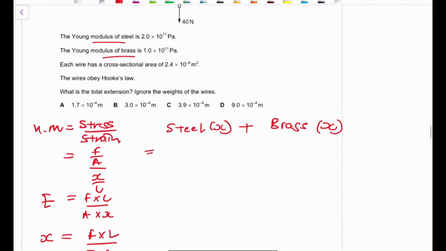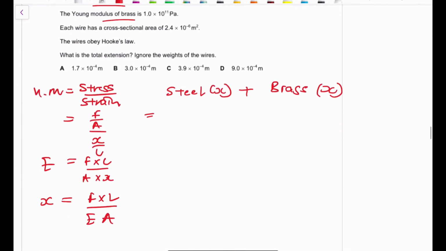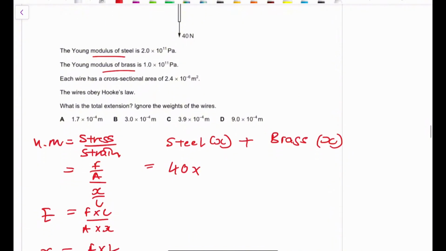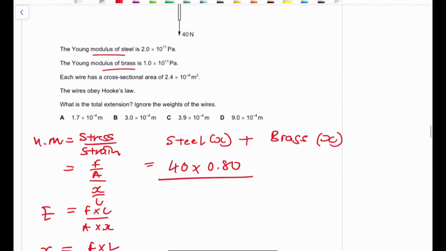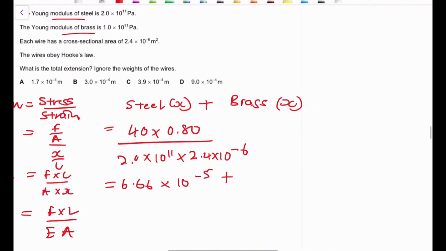So the value for F is going to be 40, because the brass is going to get that same 40, and the steel is also going to get that same 40. So it's 40 multiplied by the length of the steel, which is 0.80, divided by the Young modulus of steel, which is 2.0 times 10 to the power of 11, times its cross-sectional area, which from this question is 2.4 times 10 to the power of negative 6. If you compute this, we get an answer of about 6.66 times 10 to the power of negative 5.